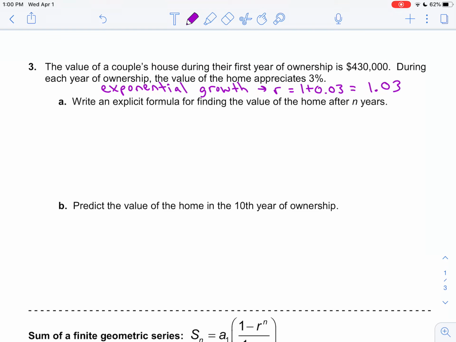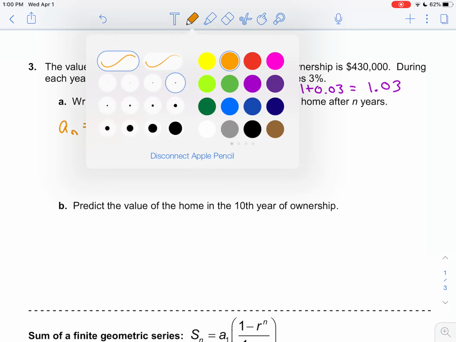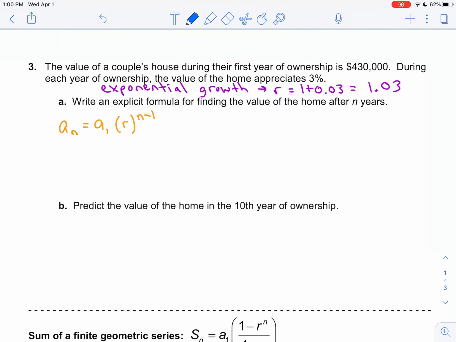And so write the explicit formula. I'm just going to rewrite it in case you happen to have forgotten it since the last video. First term times R to the n minus 1 power. So I'm going to say that my nth term is the first term, which was $430,000, times 1.03 raised to the n minus 1.